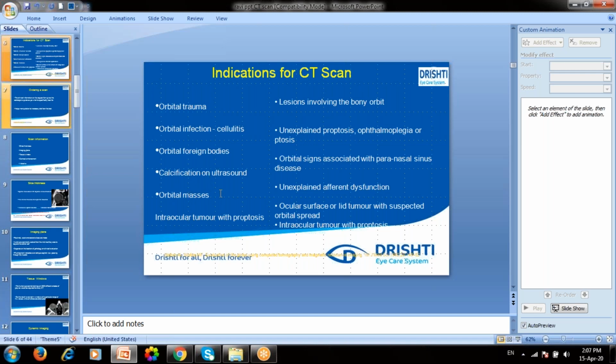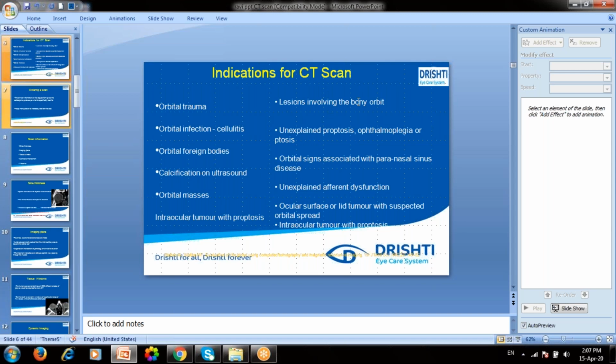Intraocular tumor with proptosis: for any proptosis we should find out why the proptosis is there. Proptosis means bulging of the eyeballs. To find out why the bulging of the eyeball is there, we can send for CT scan. Lesion involving the bony orbit.